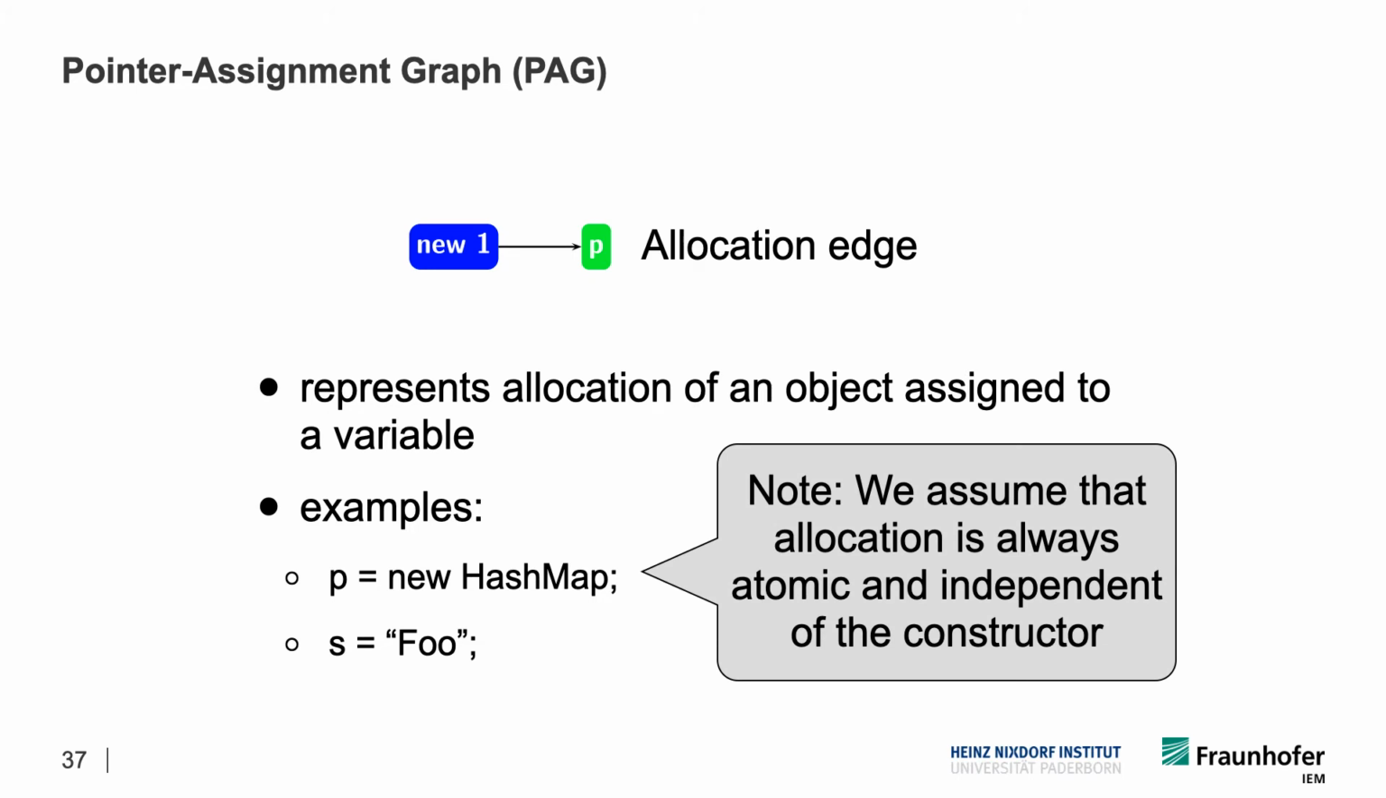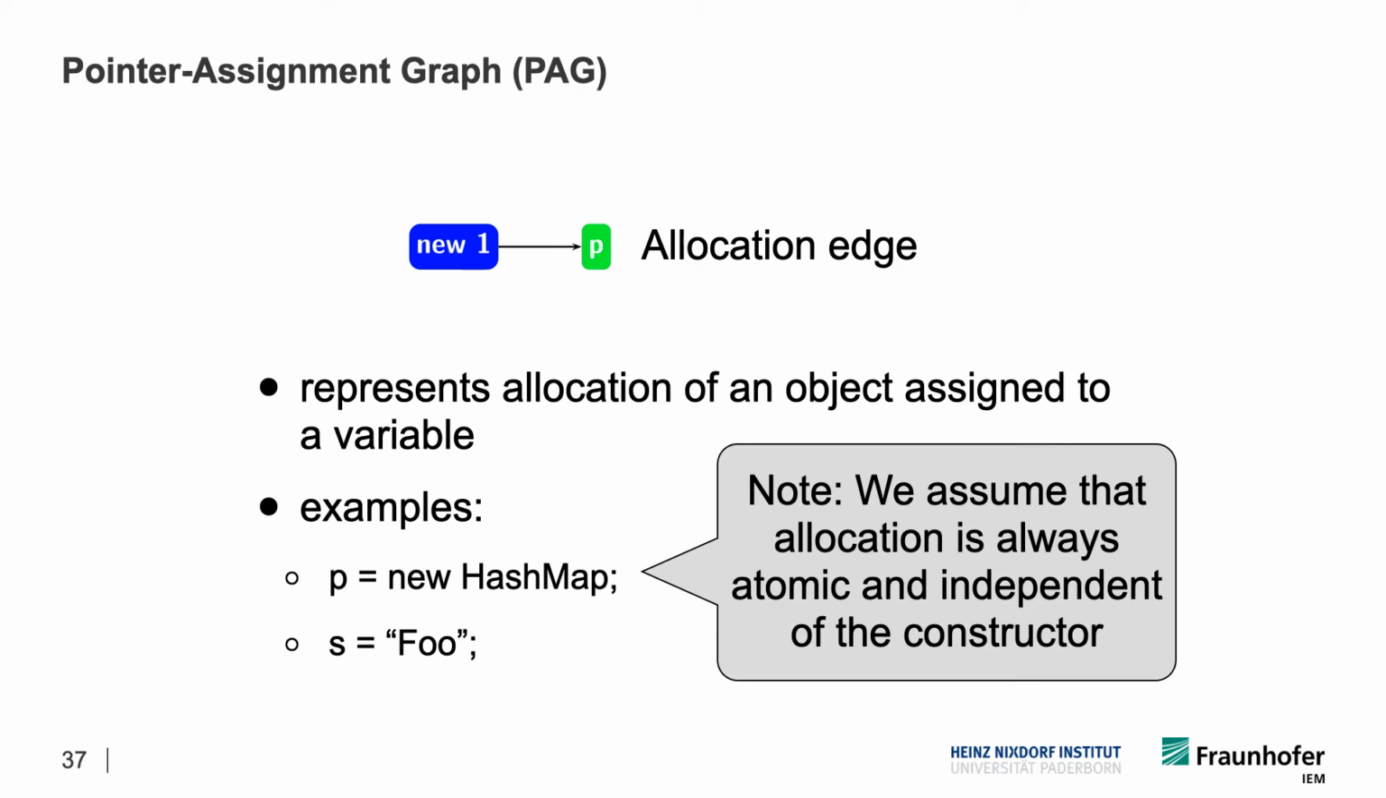In Soot and in Jimple, there's one particular case that I want to highlight here. So in Jimple, an allocation is always atomic and it's independent of the constructor call. So in Java source code, when you allocate an object, you have allocation and initialization in the same call, right? So you would write new hash map and then braces and brackets and basically put your constructor arguments.